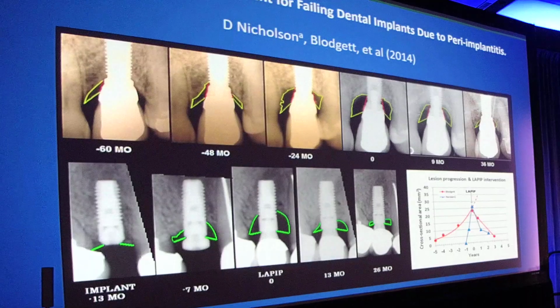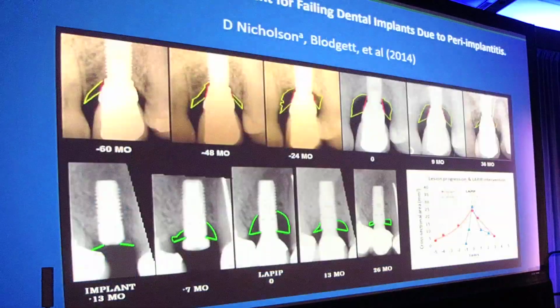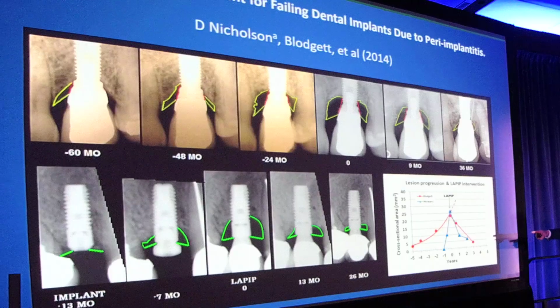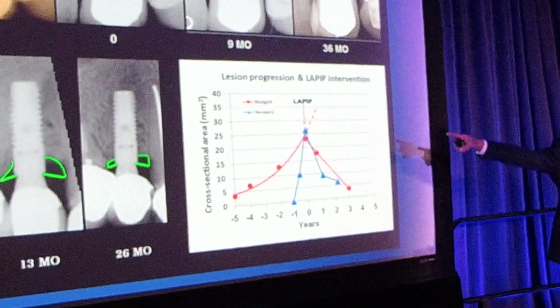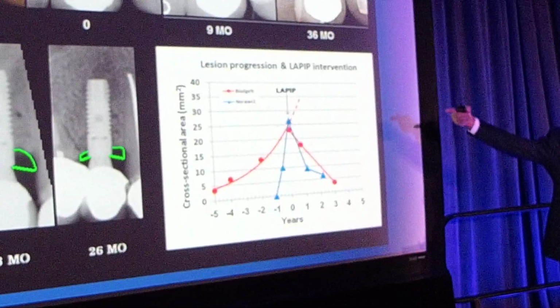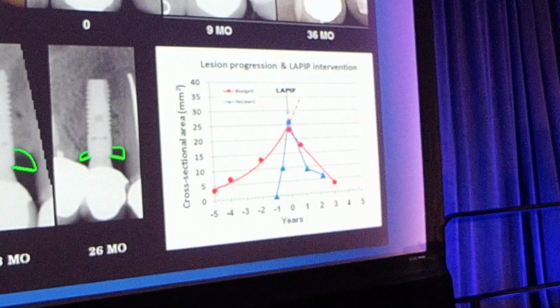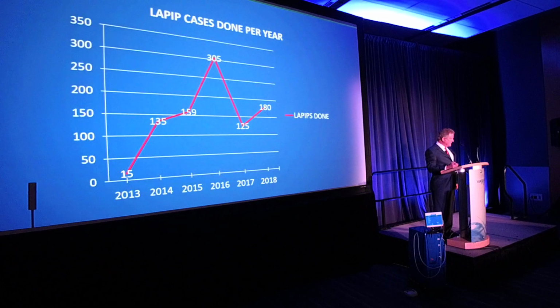Here is an example from the Nicholson paper of those 16 cases she published. Back that up. This graph is really cool. Over here shows when the patient was fine, and then over time they began losing bone, to the point that LAPIP was done. And then after LAPIP was done, you can see the time it took for the bone to grow back. These are just more radiographs of some of our cases. I want to get on and show you some other cool things.